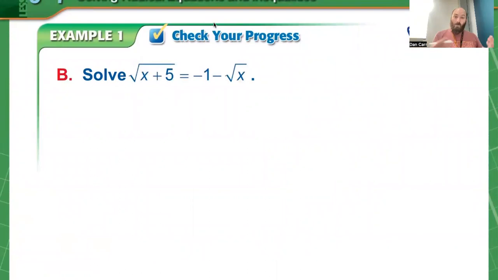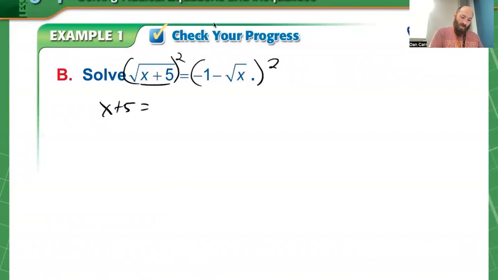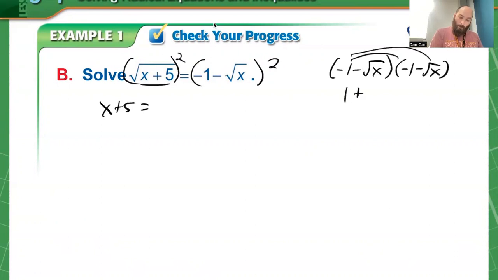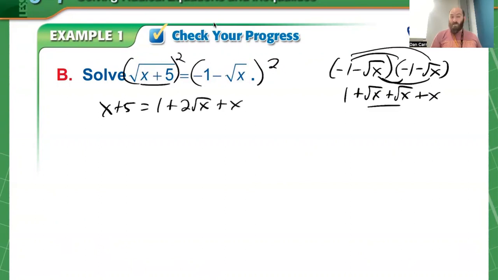Okay, so just like last time, I've got my binomial already isolated. So I'm going to square both sides. So this becomes x plus 5 now. Over here, we're going to be distributing negative 1 minus the square root of x, negative 1 minus the square root of x. So we distribute that. That's negative 1 times negative 1 is a positive 1. Positive square root of x. Right here, it's another positive square root of x. And then here is a positive x. Okay, so then I combine my like terms together. So I have 1 plus 2 square root of x plus x.